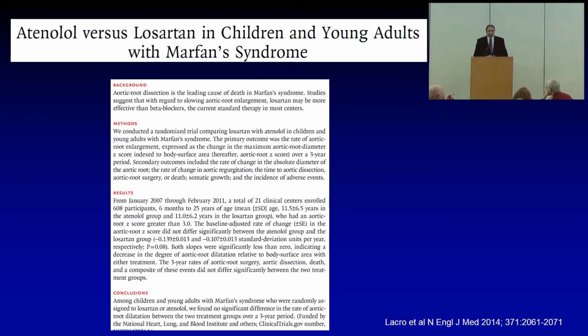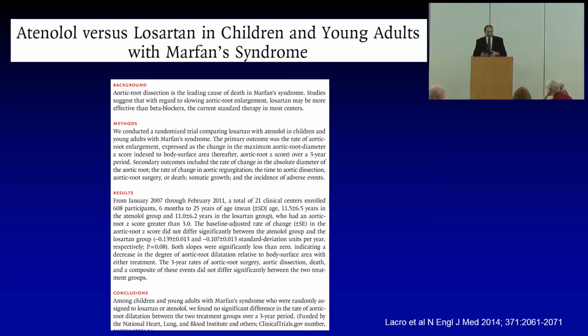And now this was the bigger trial that the National Marfan Foundation was involved in, where Dr. Lacroix and colleagues from Boston looked at Atenolol versus Losartan in children and young adults with Marfan syndrome. So here's a true comparison. They said, okay, we are going to take a group of people, give them Losartan or a beta blocker, and let's see how they do.